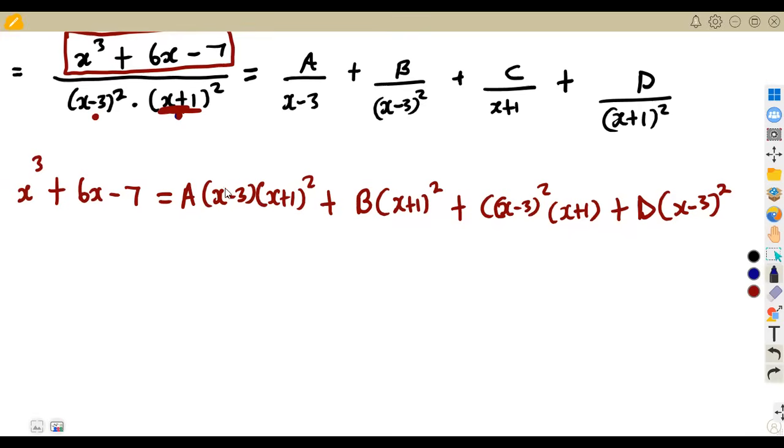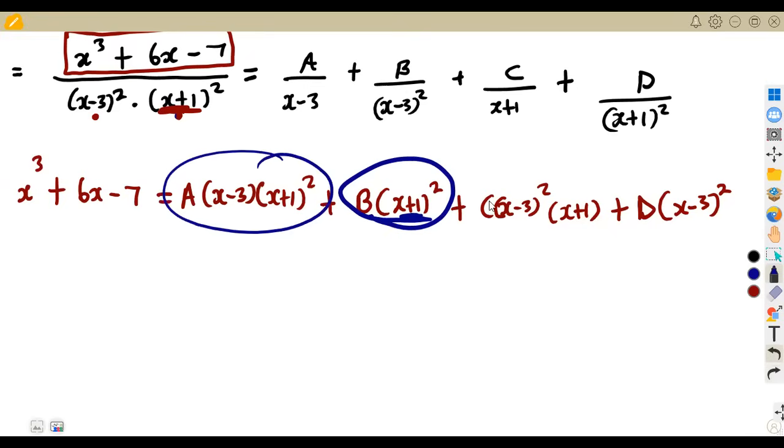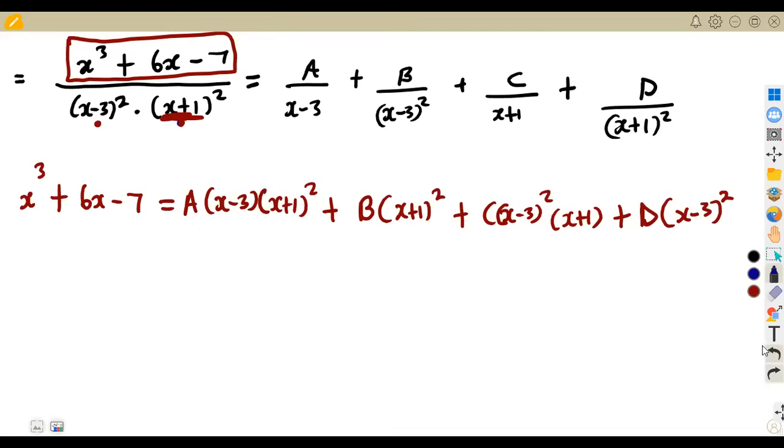Why target this? Because if I let this bracket be equal to 0, it means the whole of this part is equal to 0. If I let x plus 1 be equal to 0, it means the whole of this thing is equal to 0. Wherever I see x plus 1, it will be a 0. So that is how we target these linear brackets.